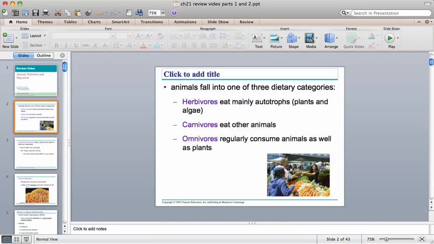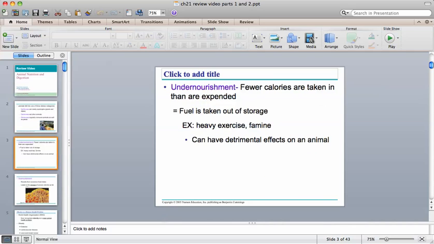Herbivores, these are organisms eating just plants or algae, not eating other animals. Carnivores eat only animals, and omnivores, something like us, most of us at least, are organisms that consume both animal and plant. So most humans fall in this omnivore category.